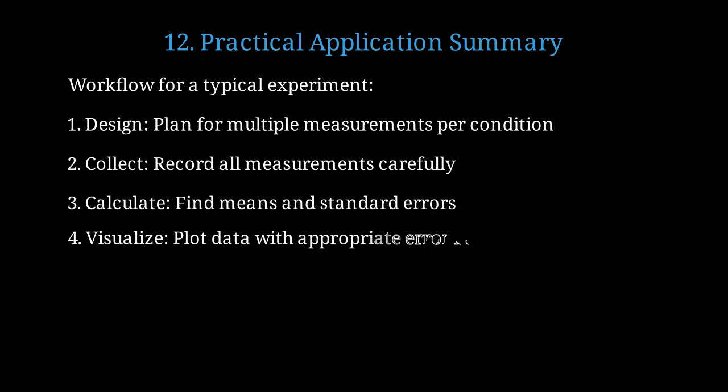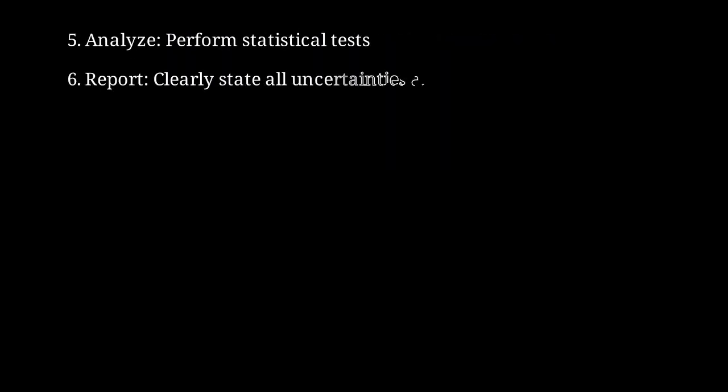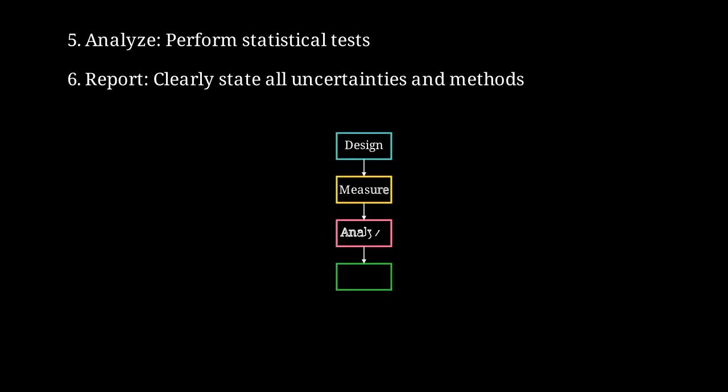Step 4. Create graphs with your data points and appropriate error bars. Step 5. Perform proper statistical tests to assess significance. Step 6. Report your results clearly, stating all uncertainties and the methods you used. This flowchart shows the complete process from experimental design through to final reporting of results with uncertainties.